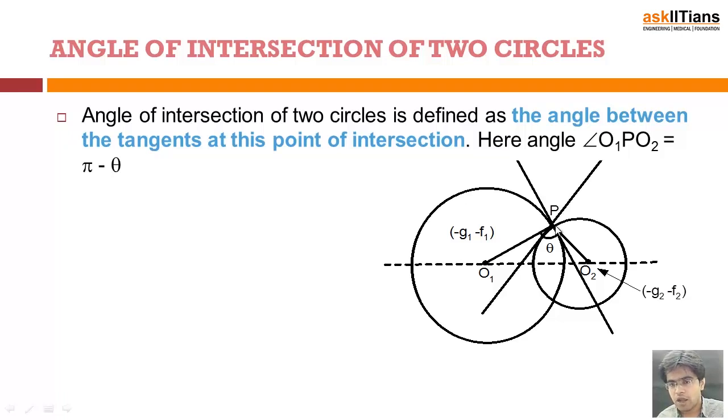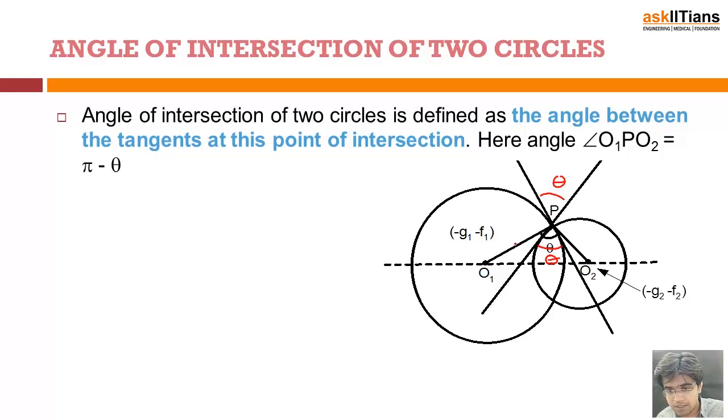At this point of intersection, I am going to draw tangents to both the circles. This tangent is to this circle, this tangent is to this circle, at the point of intersection, that is P. Now the angle of intersection between the circles is actually the angle between the tangents at this point of intersection. Now we need to find out this theta.